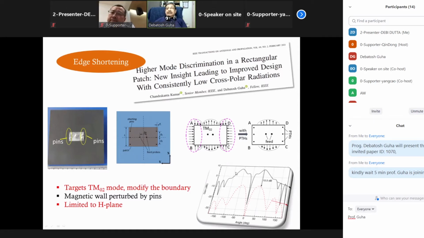The problem is that here you are going to perturb this boundary, and definitely it is trying to do some changes in the resonant behavior. But more than 15 dB separation, very, very reasonable separation we get over the orthogonal plane. So more or less we are happy with this type of techniques and engineering.